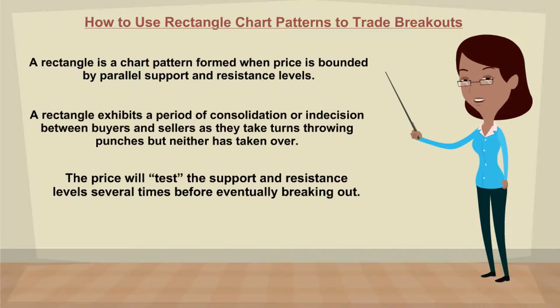Let's explain another topic. How to use rectangle chart patterns to trade breakouts. A rectangle is a chart pattern formed when price is bounded by parallel support and resistance levels. A rectangle exhibits a period of consolidation or indecision between buyers and sellers as they take turns throwing punches, but neither has taken over. The price will test the support and resistance levels several times before eventually breaking out.